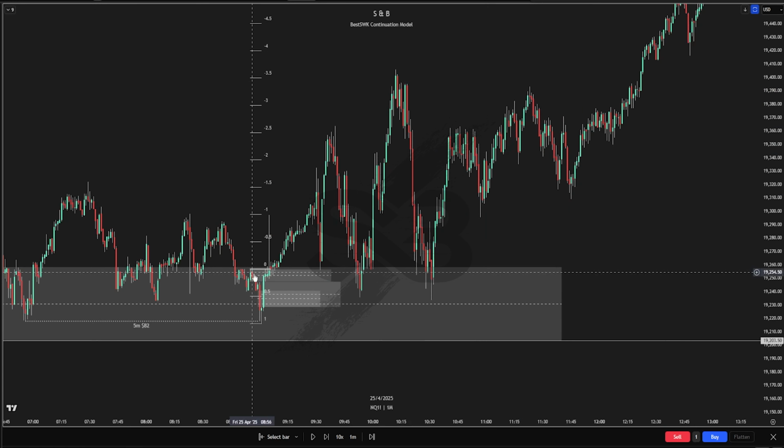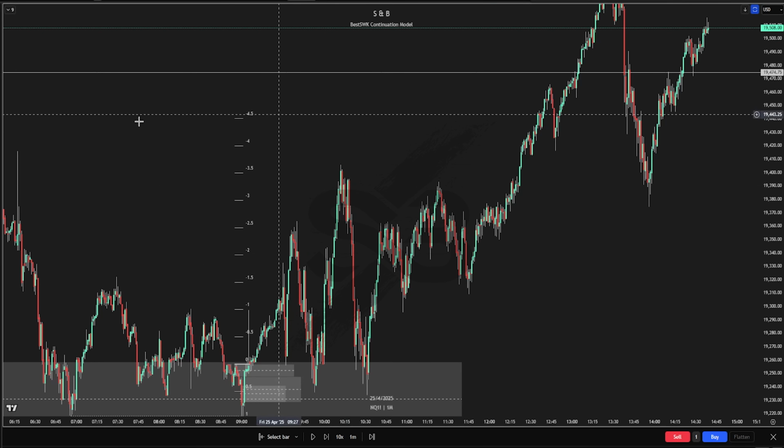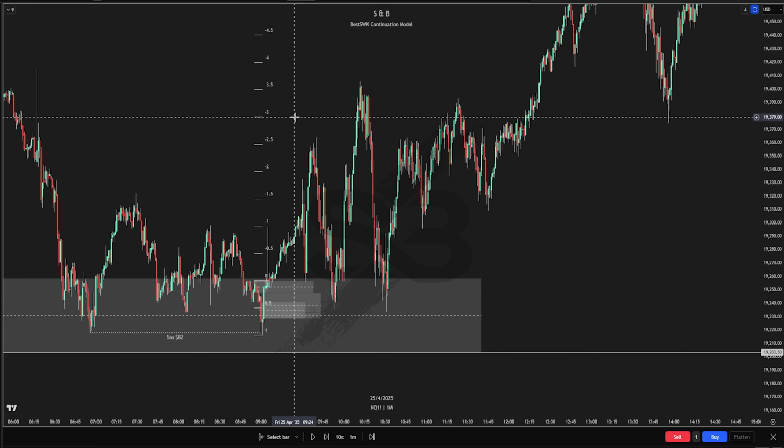But we can obviously see that this setup on Friday happened here. It confirmed right at 907, and we hit 4 standard deviations here a couple hours later. So that is an A setup. Let's go over B plus.